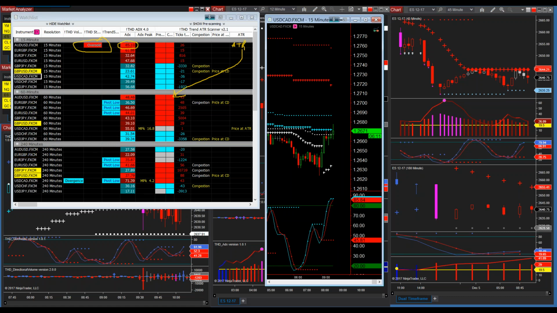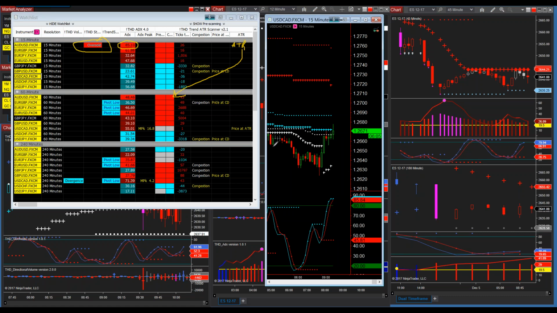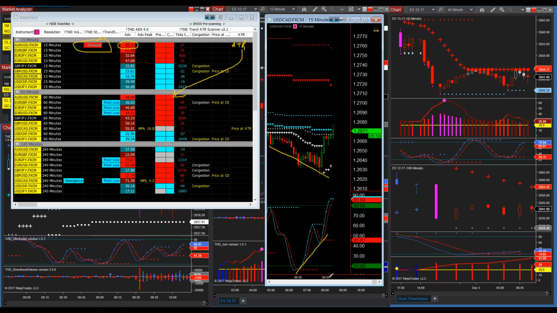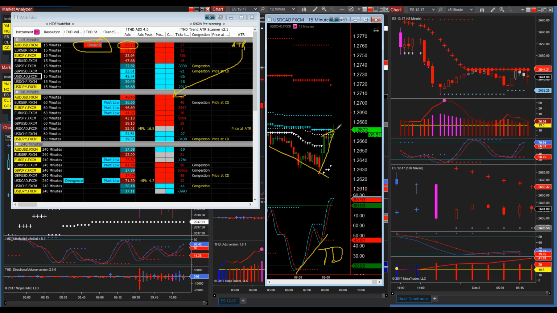You're lost? Okay. You are making lower lows on price, and you're making higher lows in the stochastics. That's trend divergence. So that was telling me that more than likely this would go up. Okay?